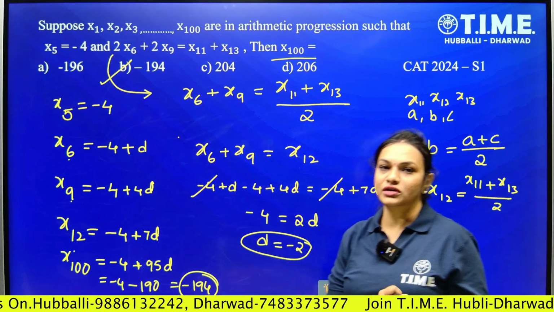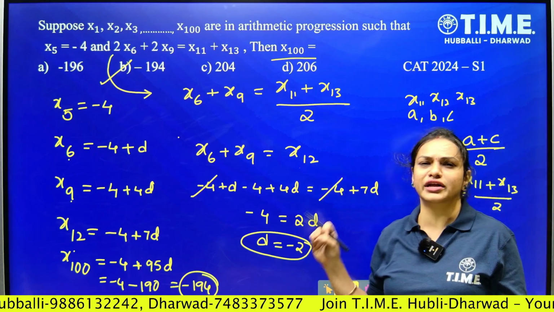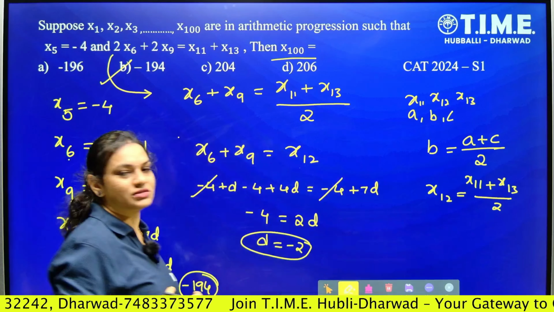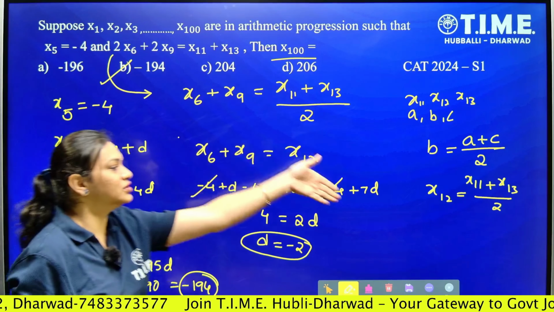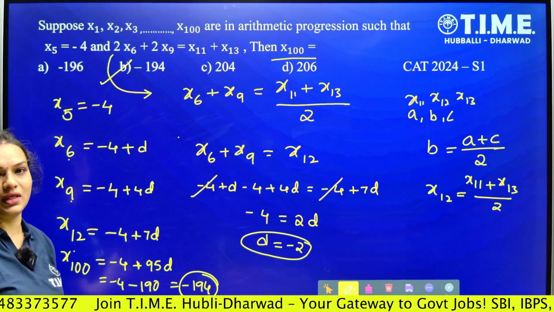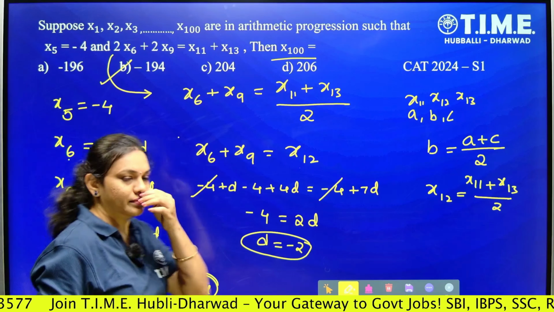Okay, I hope it is clear. So very basic logics of arithmetic progression have been used here. So again, it is quite an easy question only if you know the rules of arithmetic progression and the basic rule of the AP, right? I hope it is clear.